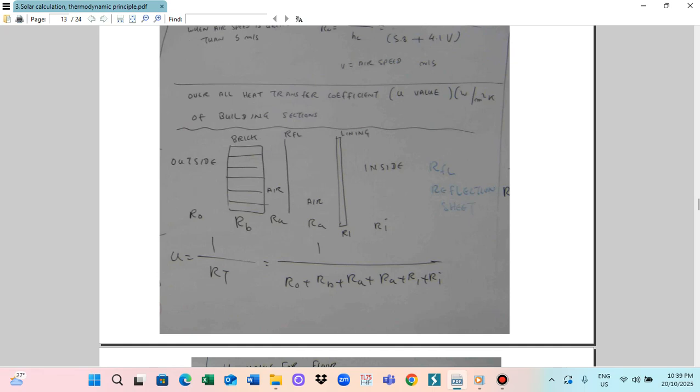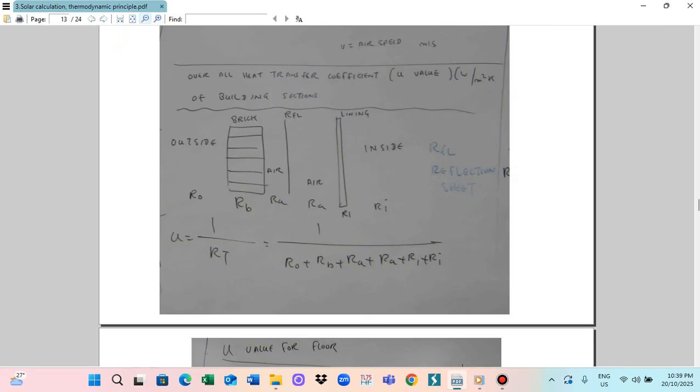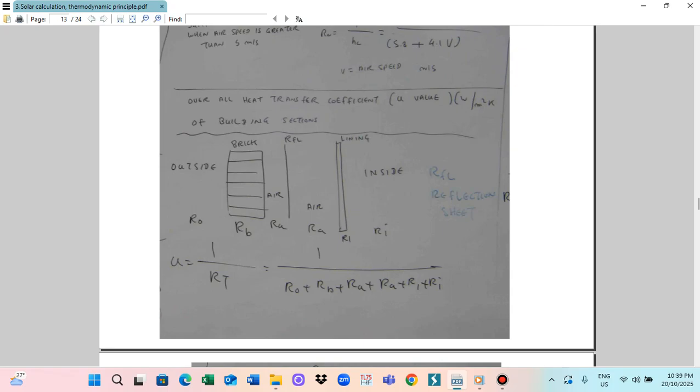So brick, and also this is the RFA. RFA means that this is the insulation. So this is reflection of fire. Reflection fire means that some metallic layer you can also put under the wall. The reason is any heat can be radiated back. So this is the RFA.